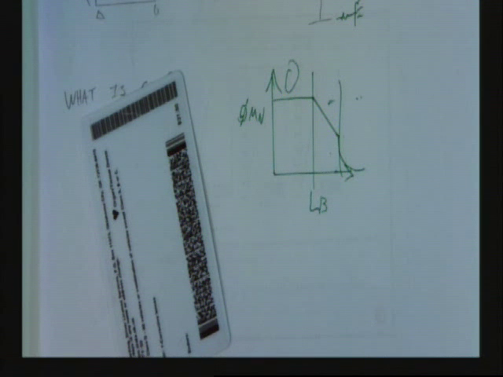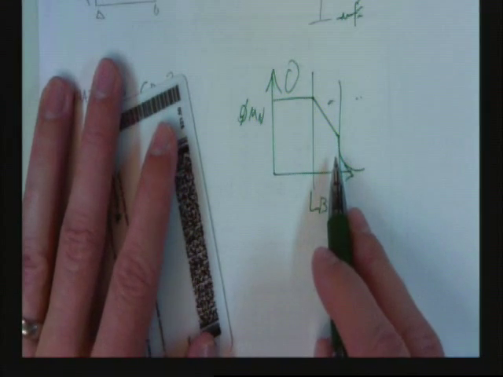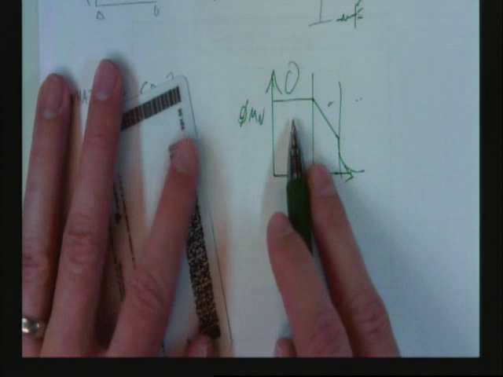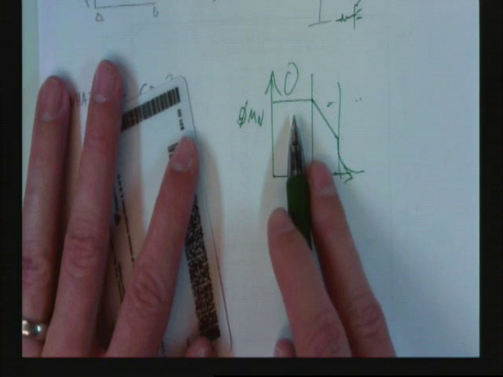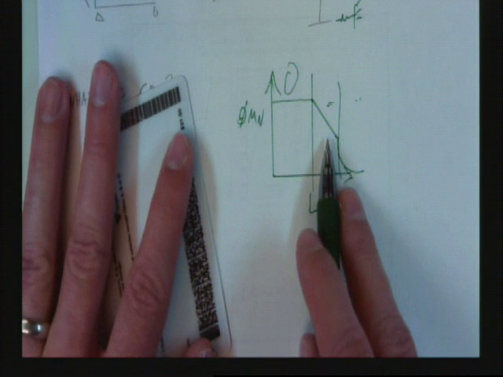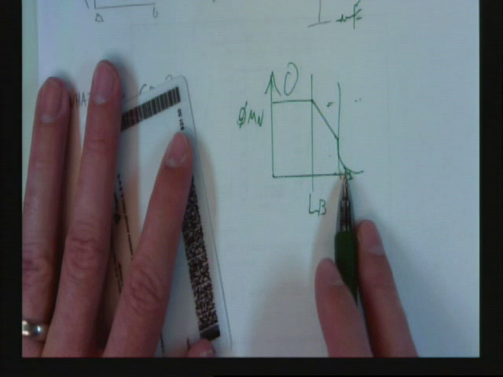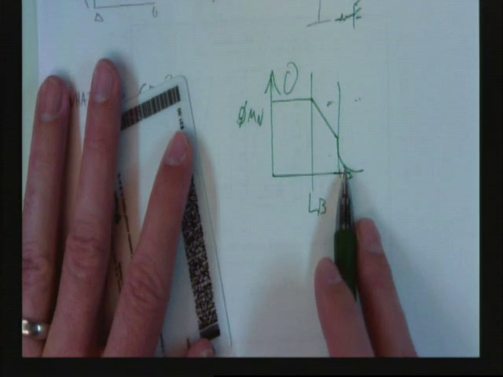Cannot increase above phi M_p, can we? Ever. No, it doesn't help at all in this zone. C_b does nothing in this zone. How about this zone? Yes. How about in this zone? Yes.